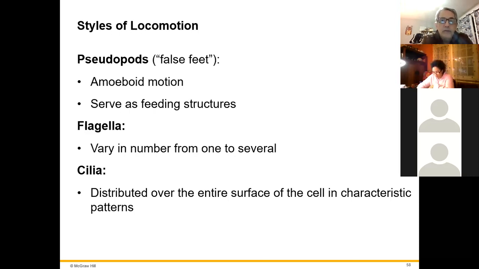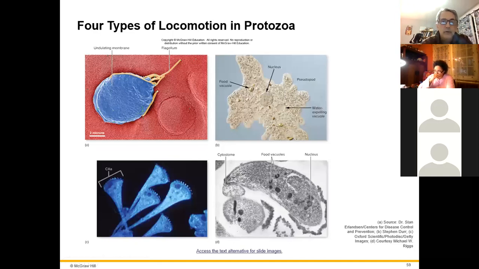They can move by these false feet called pseudopods, pods for feet, pseudo obviously false. These are amoeba. They can also serve as feeding structures. They can have flagella. That's a different structure than what's found in bacteria. They can also have cilia over their entire surface. 4 types of locomotion, with the membrane actually an undulating membrane with a flagella.